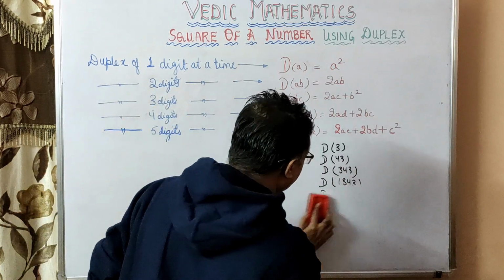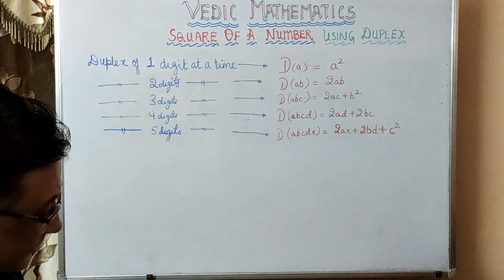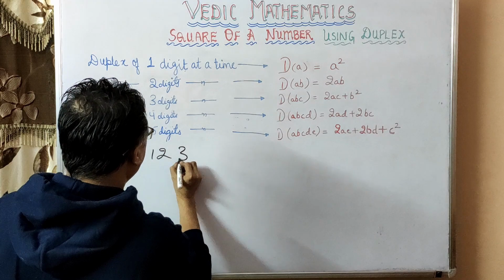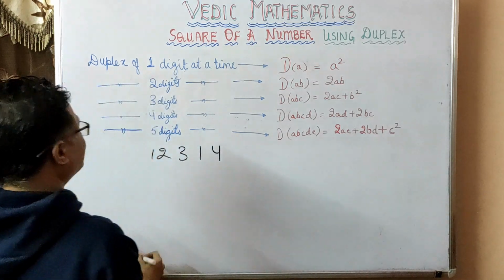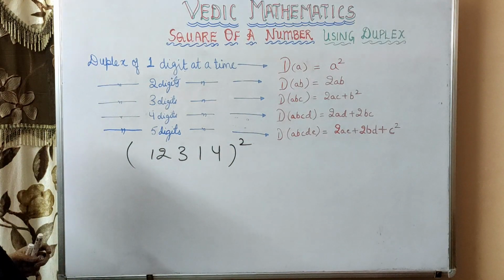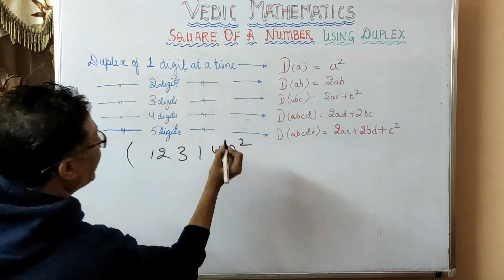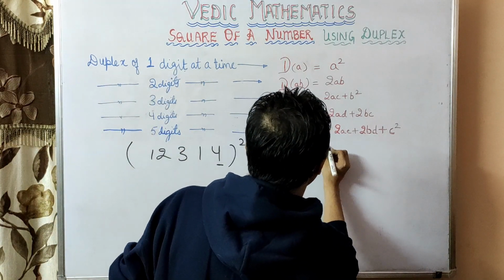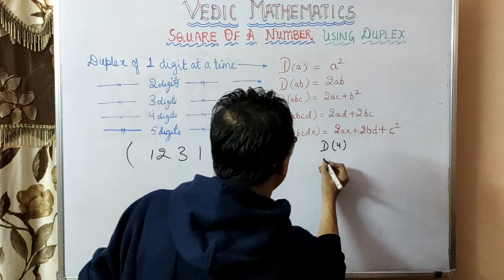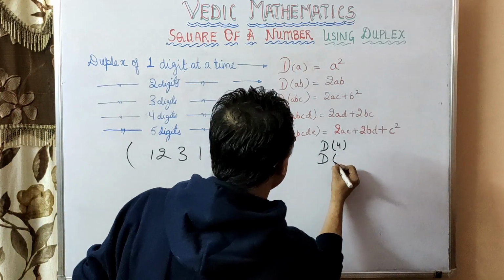So now let's take one final example of a 5-digit number. I'll keep it simple. Let's say 1 2 3 1 4. Let's say we have to find the square of 1 2 3 1 4. So once again, start from the right. So duplex of 4. I don't think that you now even need any more explanation. You can easily see.